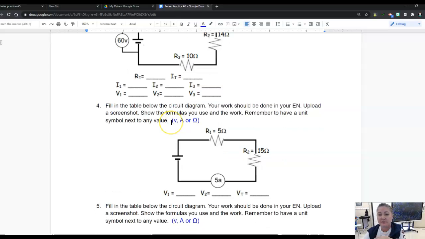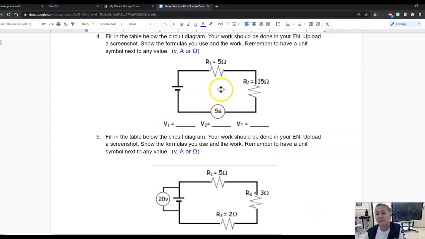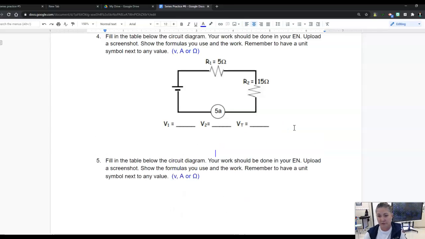Okay, 2 more. Fill in the table below. Do your work in your notebook. Show your formulas. Remember to have a unit symbol next to any value. Okay, so series schematic. We have a power source. It doesn't say the volts. We have a resistor with 5 ohms and a resistor with 15 ohms. And they gave us the total current. So this is a nice one because it's not as straightforward as usual. It says what is the voltage across the first resistor, what's the voltage across the second resistor, and what is the total voltage. So for V1, that's the first question they ask you.